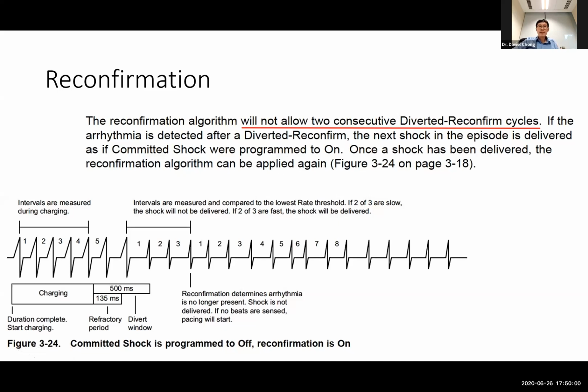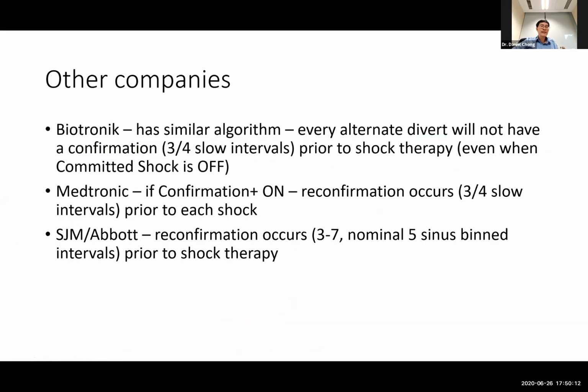So this is something that maybe some of us would not be familiar with, but it's a cause of shocks in patients with very short bursts of non-sustained ventricular arrhythmia. All right, what about the other companies? Biotronik also has a very similar algorithm, where every alternate divert will not have a confirmation. In Medtronic and Abbott, reconfirmation occurs, so they will reconfirm prior to each and every shock.